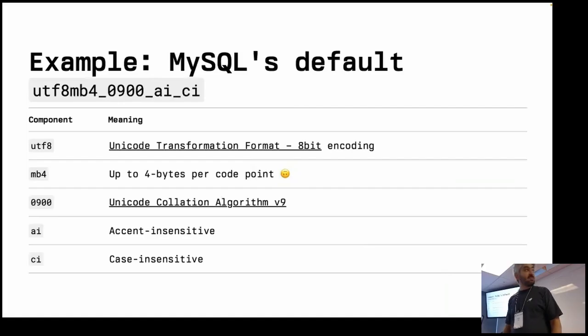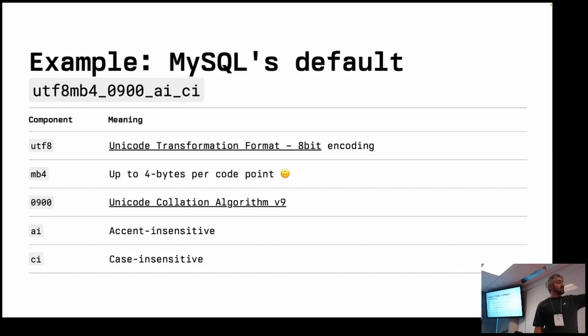As an example, if you're dealing with databases, we'll take MySQL's default. What's a collation? UTF-8 is the encoding format. MB4 is up to 4 bytes per code point. Again, you shouldn't have to care about this, but some of us in this room have lost a lot of hours to this when it only stored 3 bytes and emoji was introduced. We can talk about that afterwards.